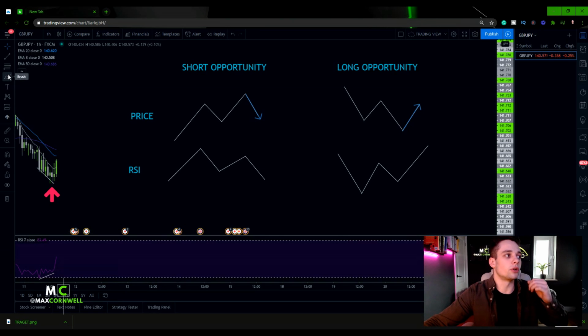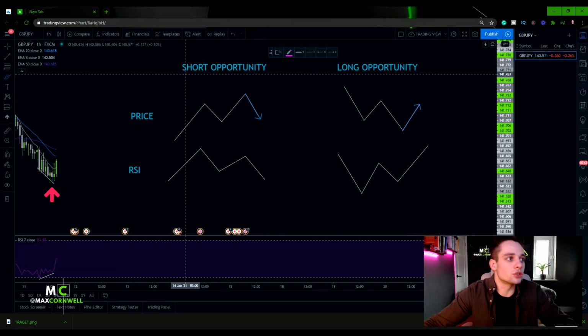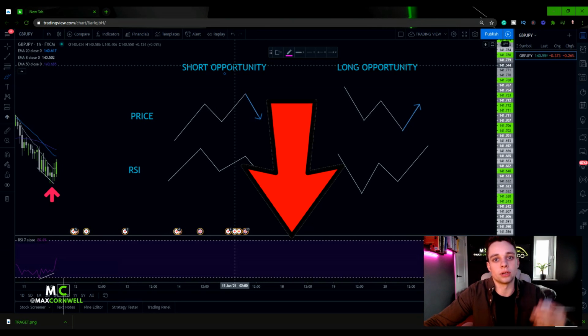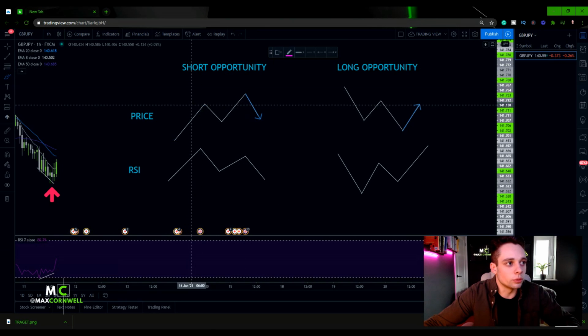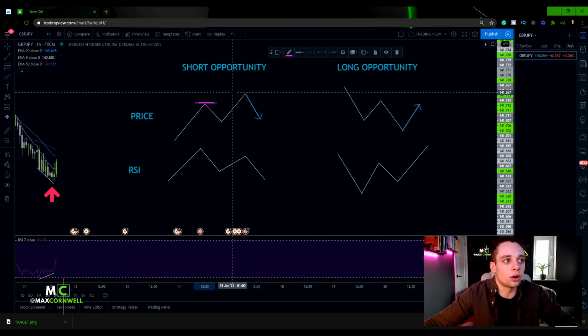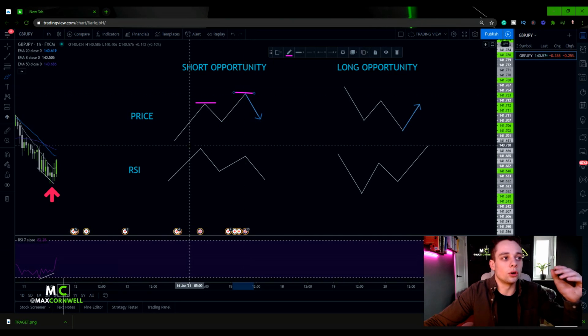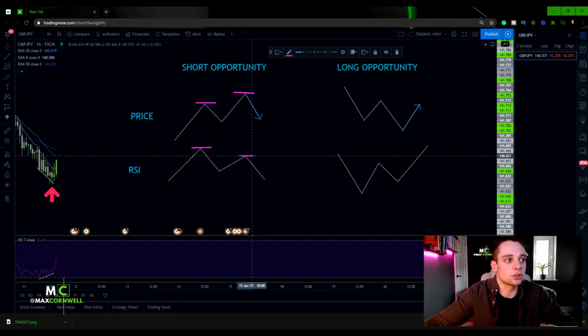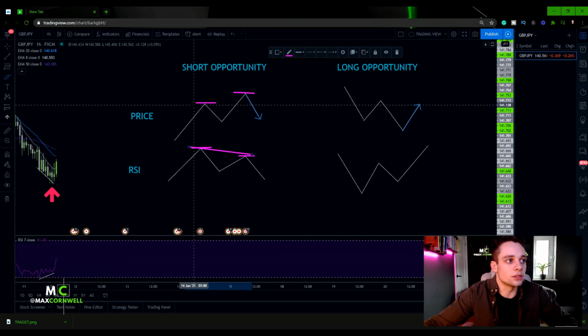So regular divergence is like this, right? As you can see on the screen, this represents price and this is what we want to look for if we're looking for short opportunities, right? So if we're looking to sell the market, we want to see price action putting in higher highs. Meanwhile, on the same moves, the RSI is putting in lower highs, right? So as you can see, the RSI is diverging from price. Price is putting in higher highs. Meanwhile, the RSI on the same moves is putting in lower highs.